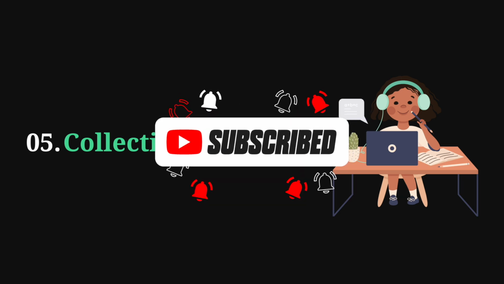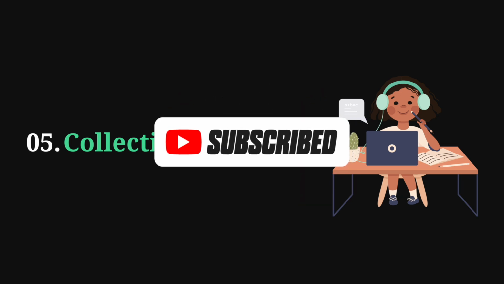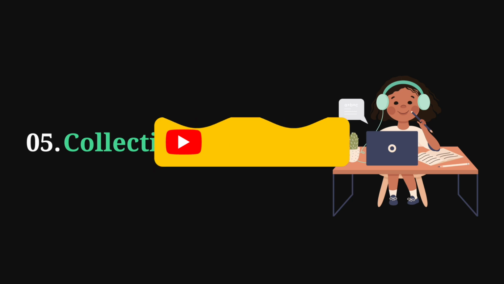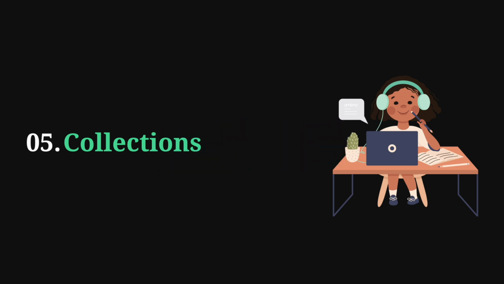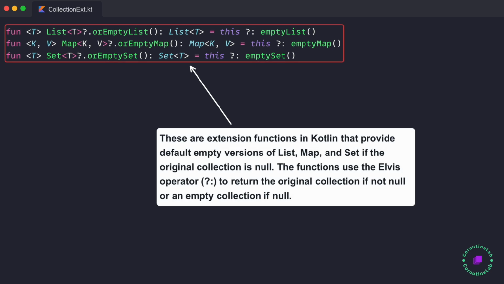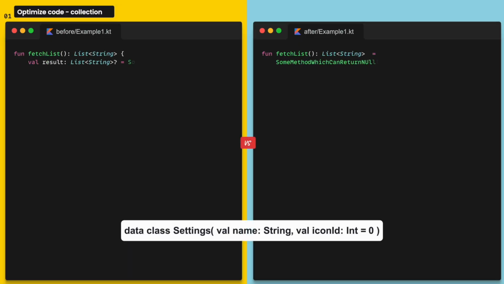Whether you're filtering data, transforming lists, or checking conditions, collections are everywhere in your app logic. But when messy if-else statements, null checks, and nested loops creep in, even the simplest operations can start to look overly complex. We start with smart defaults using functions like orEmptyList, orEmptyMap, and orEmptySet. These use the Elvis operator to return the original collection if it's non-null, or an empty collection if it's not. Let's see how this improves even basic return statements.